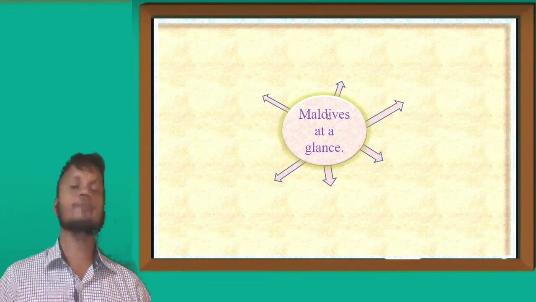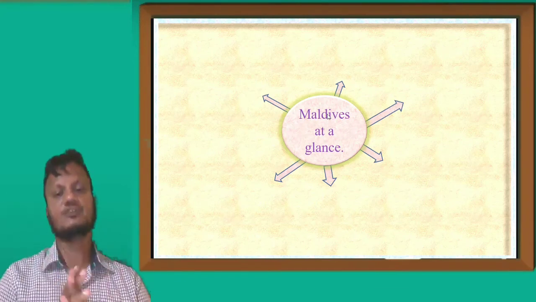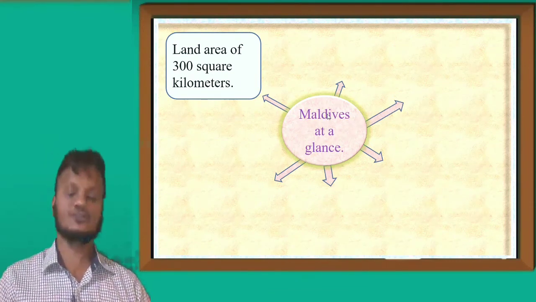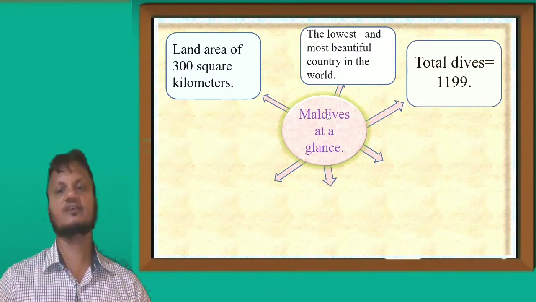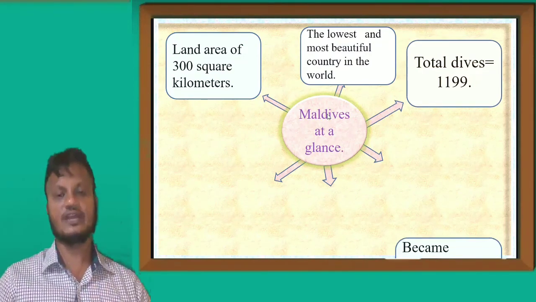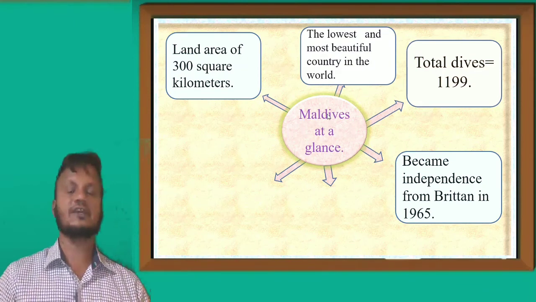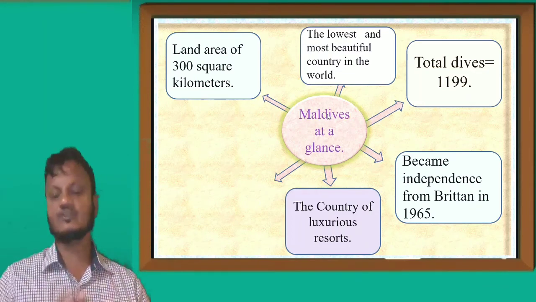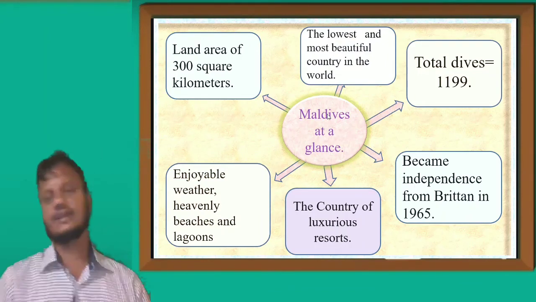Dear students, now I am giving you some information about Maldives. They are in short, only 5 pieces of information about Maldives. Now look at the screen. Number 1, land area of 300 square kilometers. Number 2, the largest and the most beautiful country in the world. Number 3, total islands 1199. And number 4, became independent from British in 1965. The country of luxurious resorts. Another is enjoyable weather, lovely beaches and lagoons.